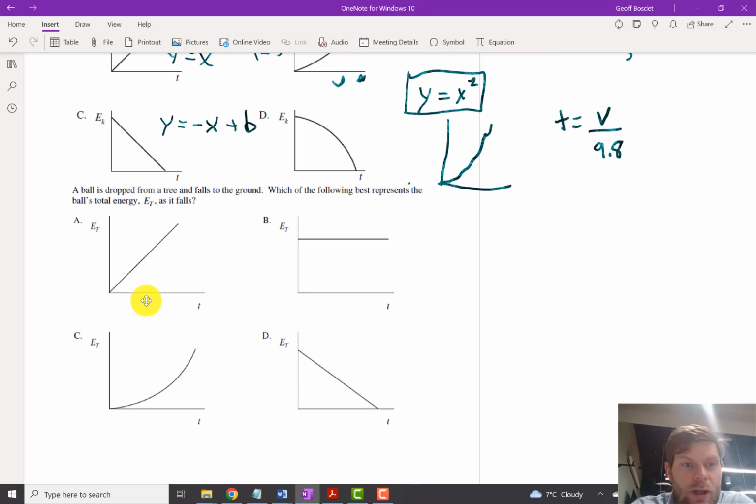Next, a ball drops from a tree and falls to the ground. Which of the following best represents the ball's total energy as it falls? It's losing potential, gaining kinetic, maybe there's some thermal in there, but the total, if it counts all of those types, will always be the same number. Like if you started with 100 joules, later on you might have 50 potential, 40 kinetic, and 10 thermal, but you add it all up, you're still back to 100 joules. So your total is staying constant.